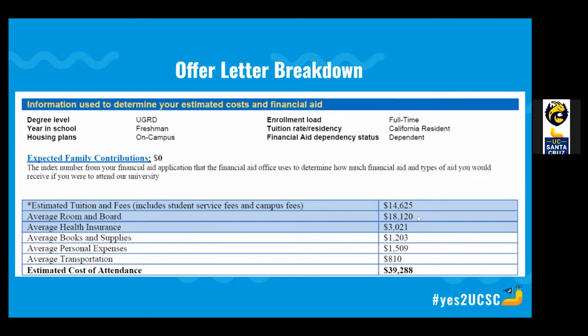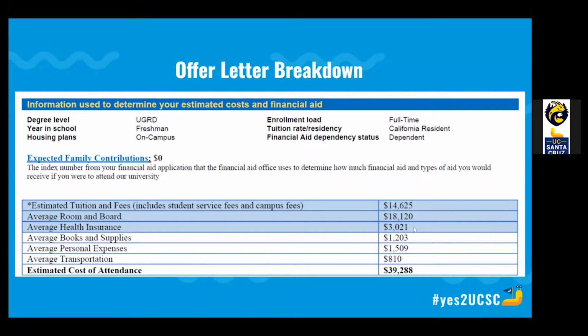We estimate as around $18,120. Now, the contract that you arrange with housing for living on campus could vary very greatly from this if you consider living in a single or in a triple or have a different type of meal plan. So this is a general ballpark number based on a 2-person occupancy. And then your health insurance. On-campus health insurance is $3,021 for the year. These are all annual costs.